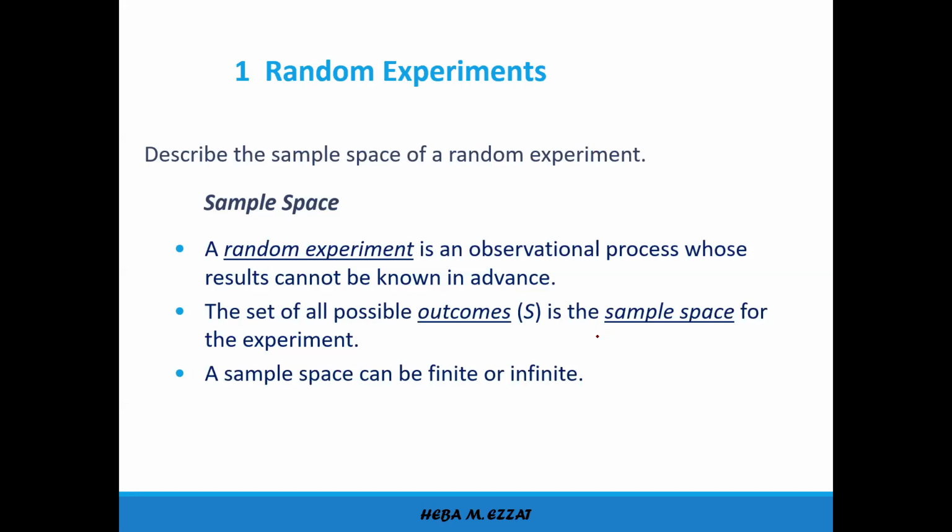So the sample space in flipping the coin would contain head and tail. It contains all the possible outcomes. And we call it S, the sample space.